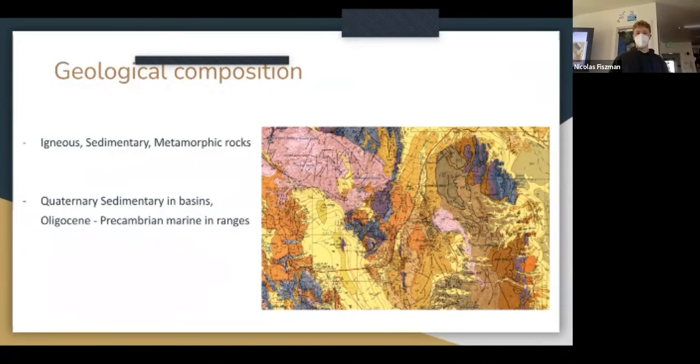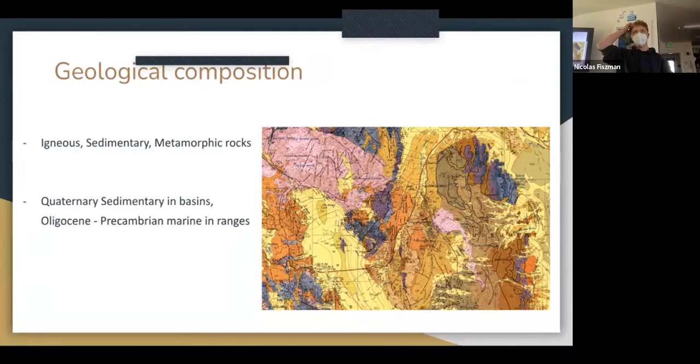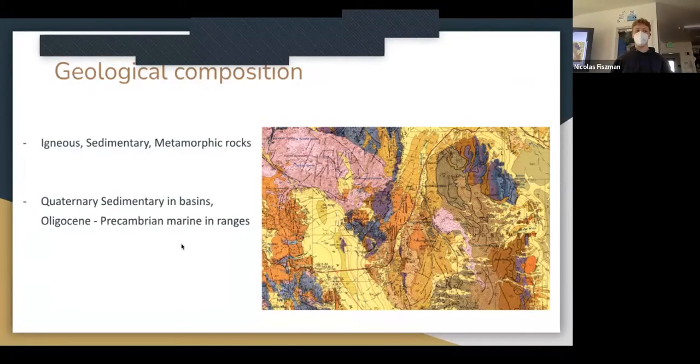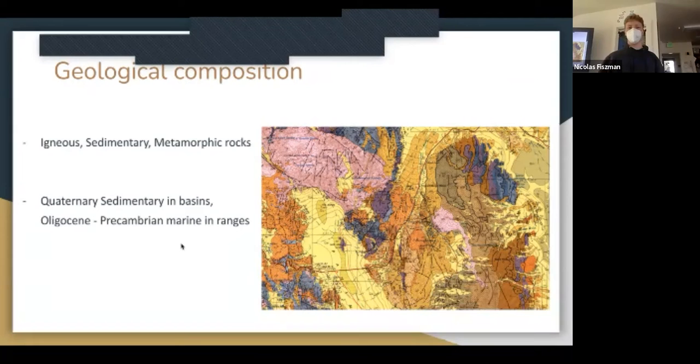Generally, sedimentary rocks or newer sedimentary rocks are in the basins from the Quaternary period, so at least 100,000 years ago. And then in the ranges, the rocks are older and can go all the way back to the Precambrian era, which was around 1.7 billion years ago.